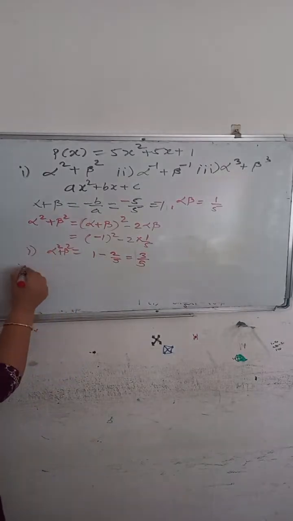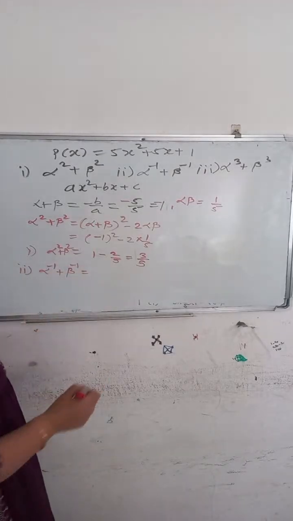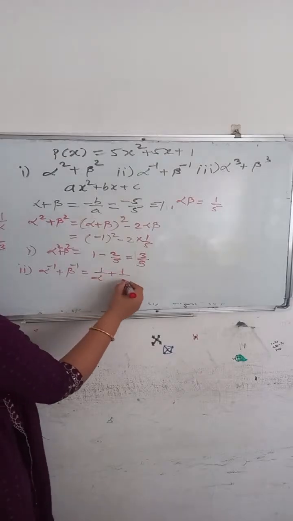This is the first bit. The second bit is alpha raised to -1 plus beta raised to -1. 2 raised to -1 we write as 1/2; you learned this in class 7 and 8 in powers and exponents. So similarly alpha raised to -1 is nothing but 1 by alpha, and beta raised to -1 is nothing but 1 by beta. So I am writing here 1 by alpha plus 1 by beta.